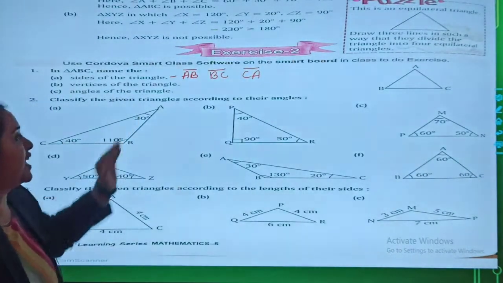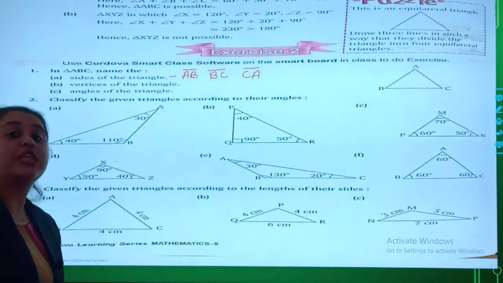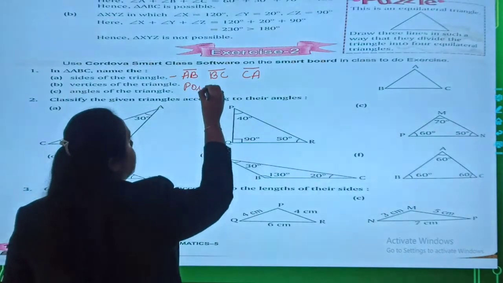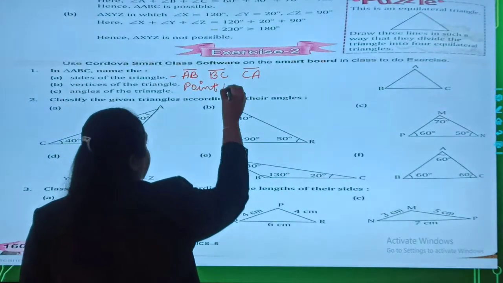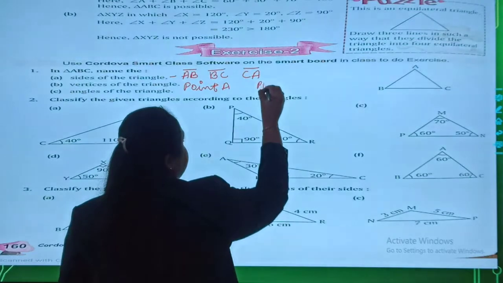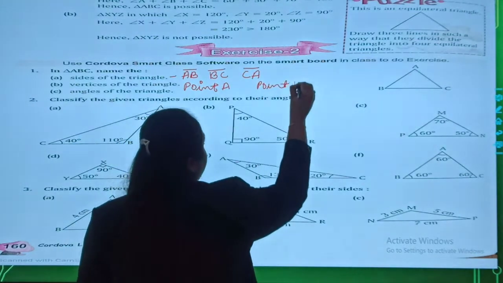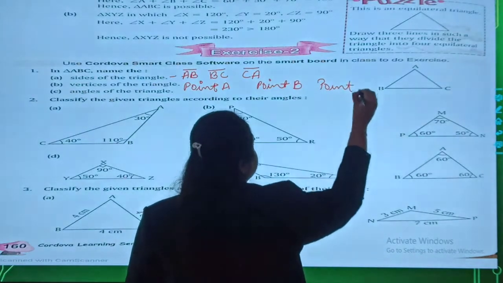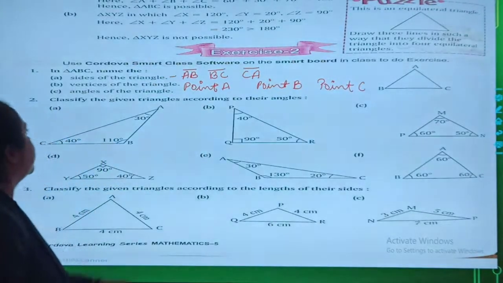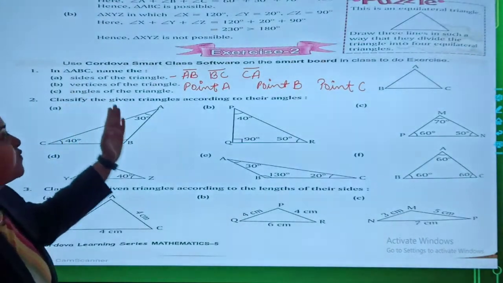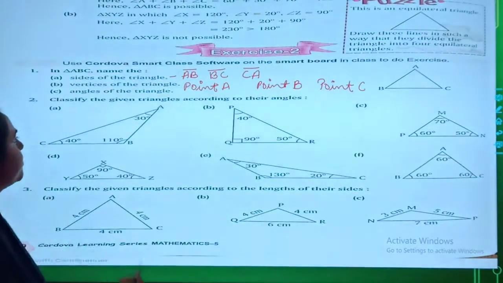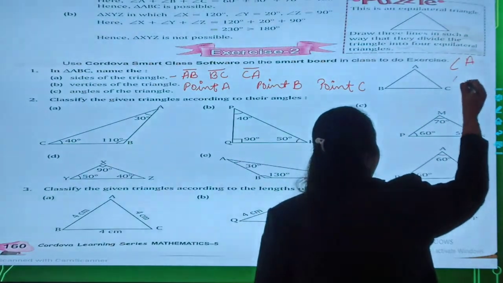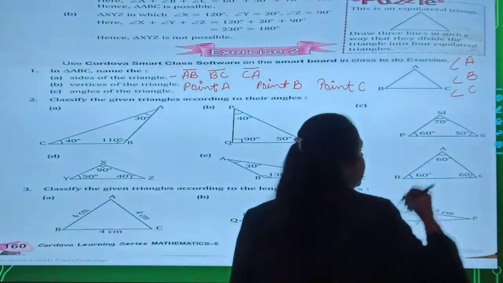B. Vertex of the angle. Now I need to mention the vertex. While mentioning the vertex, I will write point A, point B and point C. The third is angles of triangle. In this you can present like this way. Angle A, angle B and angle C.